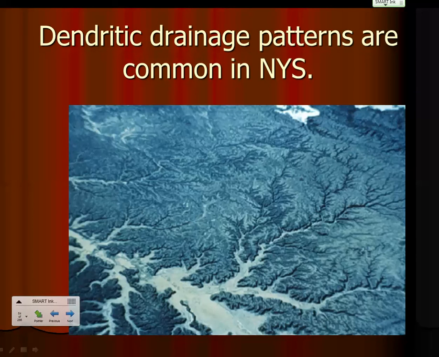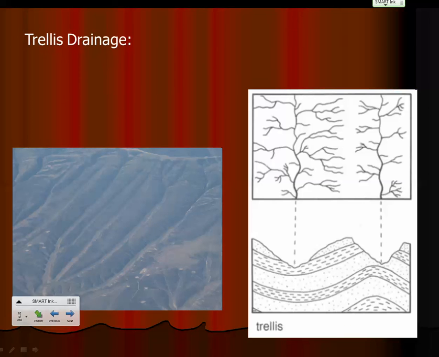Here's an aerial photograph showing this dendritic drainage, this random pattern. And so the rocks in that photograph are pretty much safe to say are horizontally layered and of somewhat equal resistance.